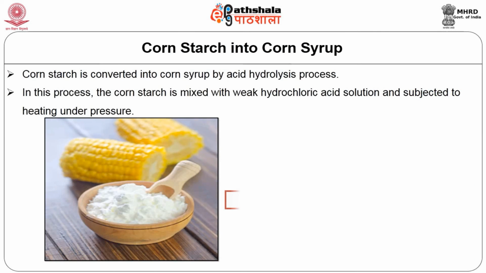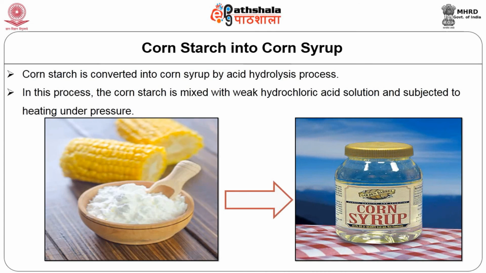So far, we have learned the process of separation of cornstarch from corn. Now, let us see how to convert the remaining cornstarch to corn syrup. Conversion of cornstarch into corn syrup. Cornstarch is converted into corn syrup by the acid hydrolysis process.